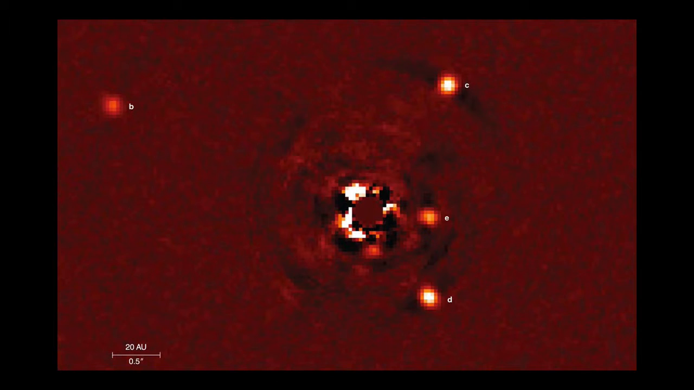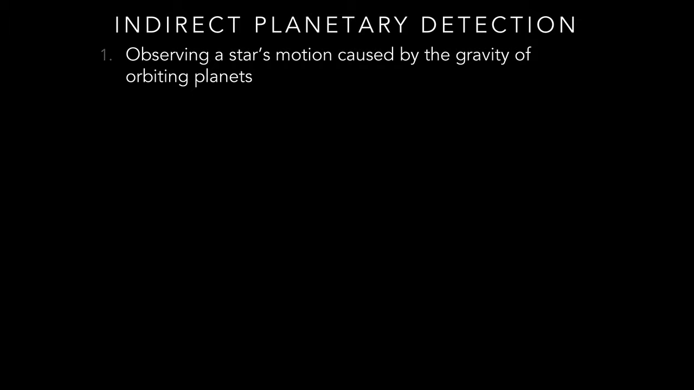Given that scale, you probably won't be surprised to learn that we have relatively few actual images of planets like this one, and instead rely primarily on indirect techniques to detect and study extrasolar planets. There are two major ways in which we can indirectly detect planets around other stars. The first is by observing small motions of a star caused by the gravity of orbiting planets.